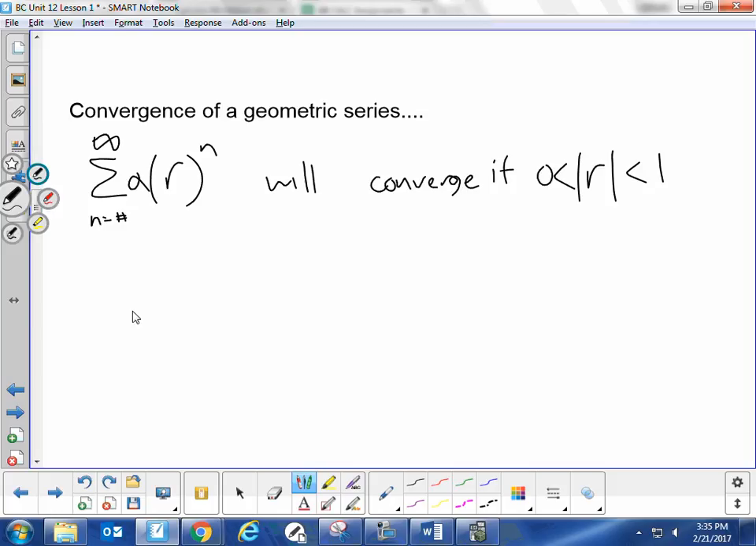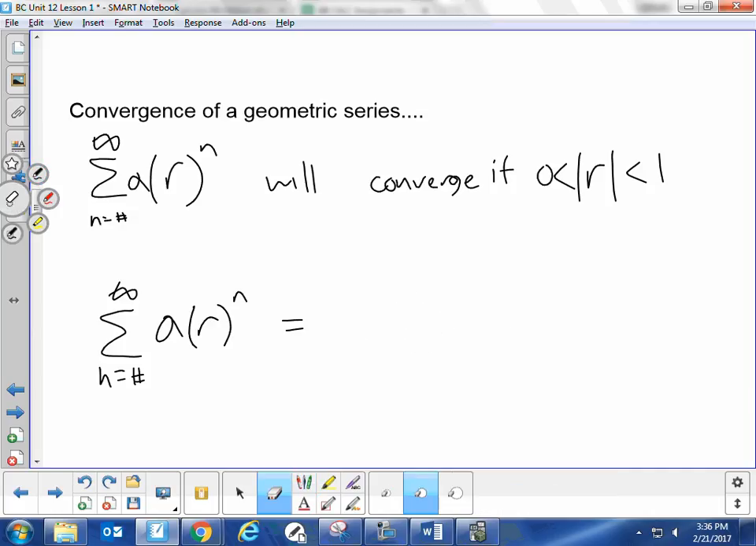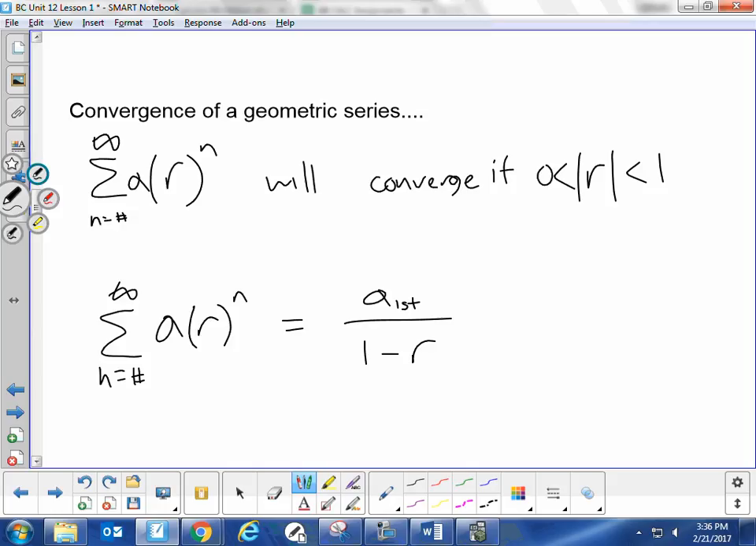Not only can we tell based on a and r whether our series will converge, we can figure out what the summation would be, what it would converge to. And this geometric series would equal my first term of my series, A1, which could be A0. I'll just denote it as A1 or A first. How about that? Over 1 minus r. The proof of why this is true is in your book, but it's easy enough to remember. If you have a geometric series, this would be the sum.